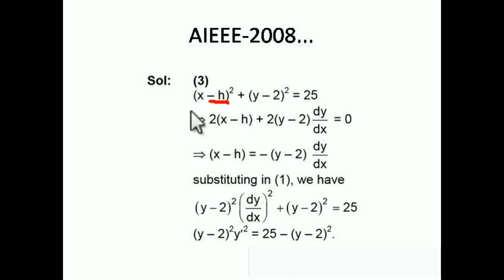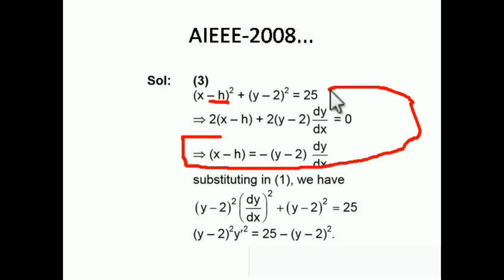So first of all, let's differentiate this. If we differentiate this, we have 2 times (x minus h) plus 2 times (y minus 2) dy by dx is equal to 0. Now what is x minus h? The 2 gets cancelled out, and x minus h is equal to minus (y minus 2) dy by dx. Now to eliminate this arbitrary constant h, just put this x minus h in the first equation.